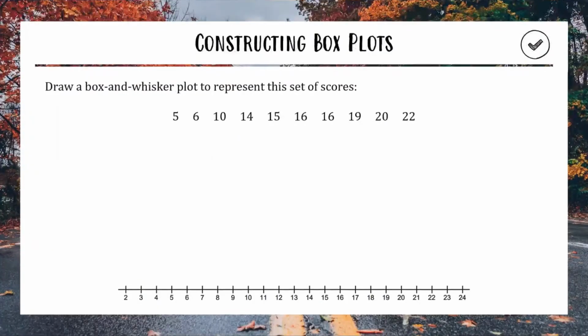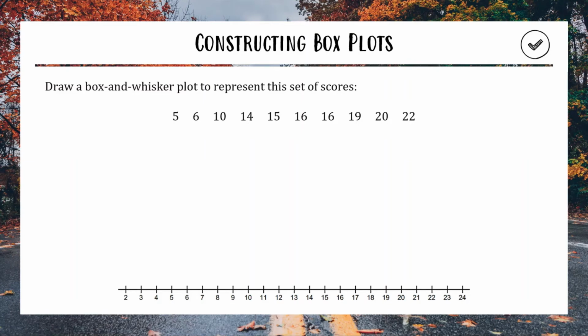All right, moving on. Let's start talking about box and whisker plots, or sometimes called box plots. So here we have a set of data. We have 10 scores. We're going to draw a box and whisker plot to represent this data set. Now the box and whisker plot is a special type of way of recording your 5-number summary.